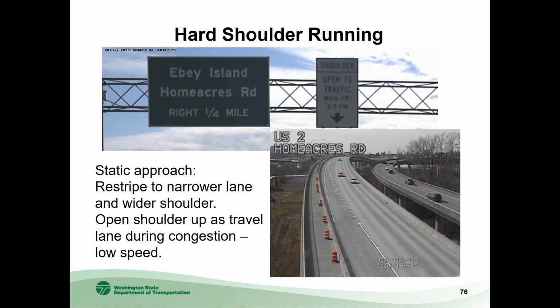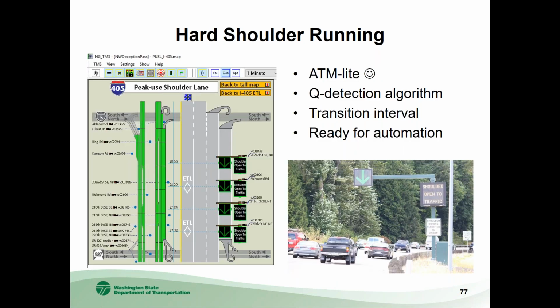So let's quickly talk about the next move after the full deployment of ATM. We have here the hard shoulder running. The static one happened at the same time we were doing the ATM for I-5, as a test case. It was static, open by time of the day, and we saw success on that static deployment. So we moved on further to the automatic or dynamic shoulder control, and in this case we are looking at I-405 along the express toll lane.